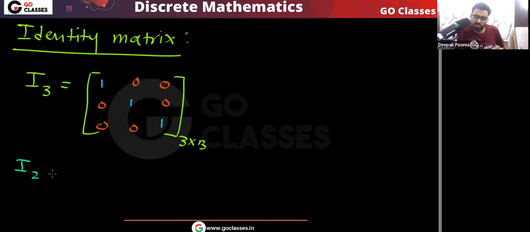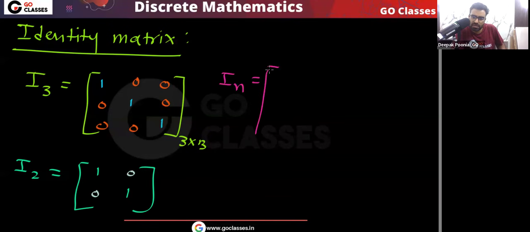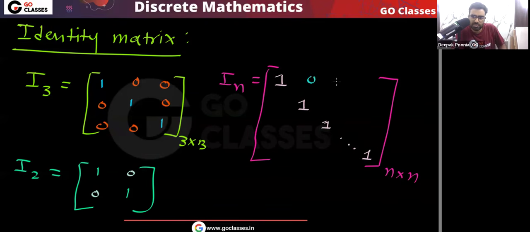Okay, what will be I2? I2 will be main diagonal elements 1, 1, all the remaining elements 0, 0. Similarly, what will be I_n? I_n will be an n by n matrix where main diagonal elements will be 1, all the main diagonal elements are 1, all the remaining elements are 0. Like that. I hope you understood. So this is the identity matrix.